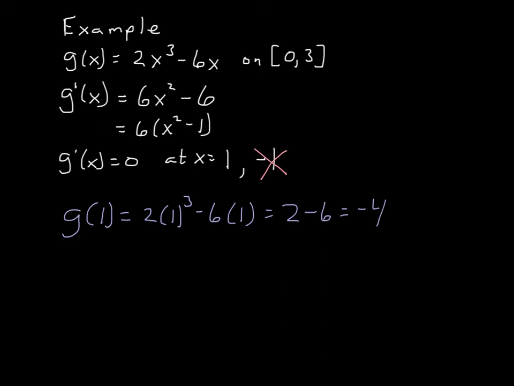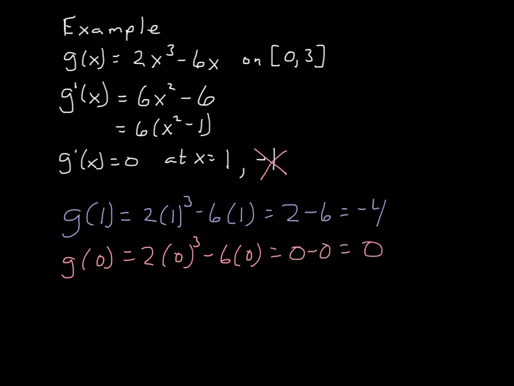The other thing I have to do now is evaluate this at the endpoints. One endpoint is at 0, so I have to find g of 0. And g of 0 is going to be 2 times 0 cubed minus 6 times 0. Well, all that's just going to be 0 minus 0, which equals 0.